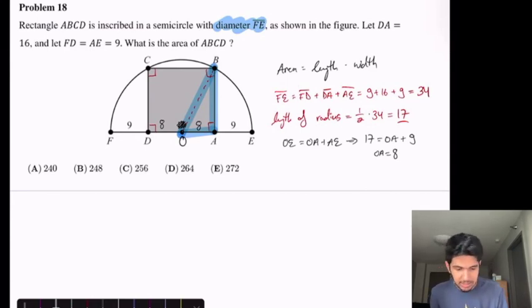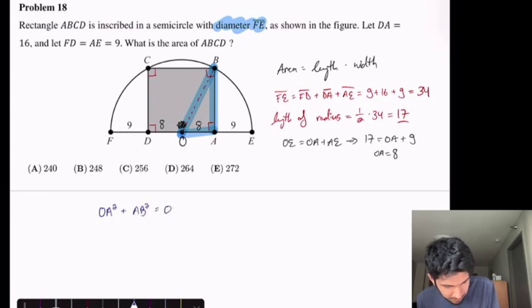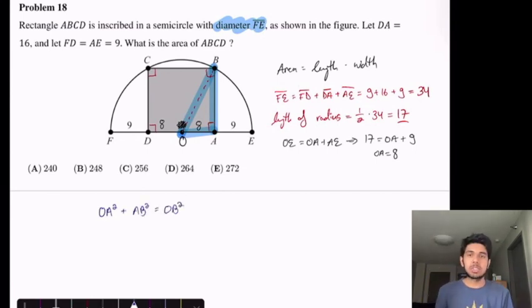So let's consider the Pythagorean Theorem. That says that OA squared plus AB squared equals OB squared, right? The sum of the squares of the legs of the right triangle equals the square of the hypotenuse of the right triangle. This is good because we're looking for AB and we know what OA is. Do we know what OB is? Yes, we do. What is OB?